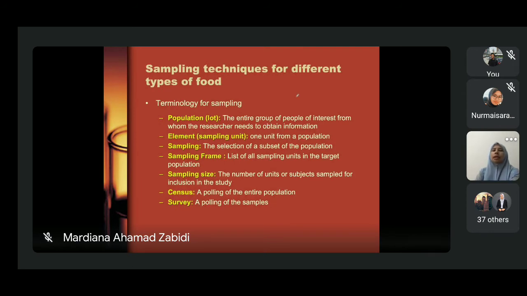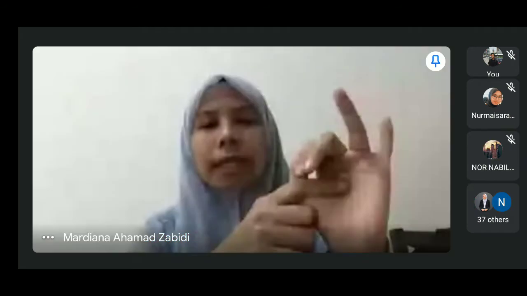Okay, so now sampling techniques for different types of food. Different types of food ataupun material, contohnya powder material, liquid material, solid material, they have different techniques. Okay, tapi dalam you all punya chapter ni, kita permudahkan supaya you all tak pening kepala nanti, oh untuk solid macam mana, untuk liquid macam mana.